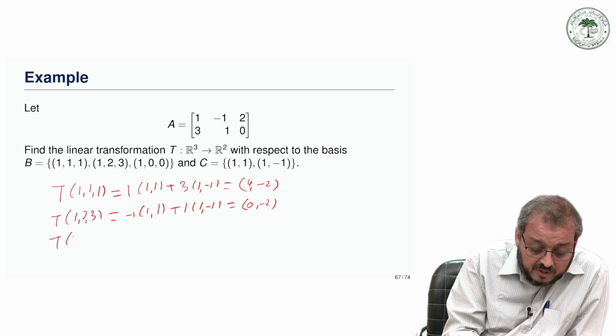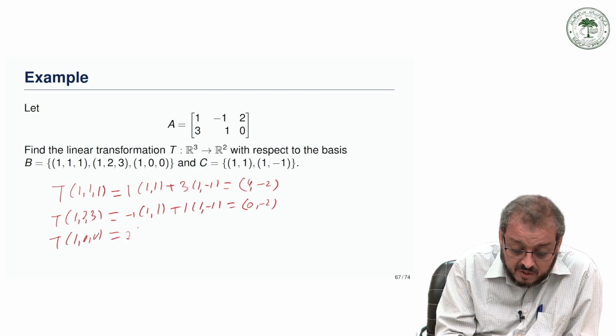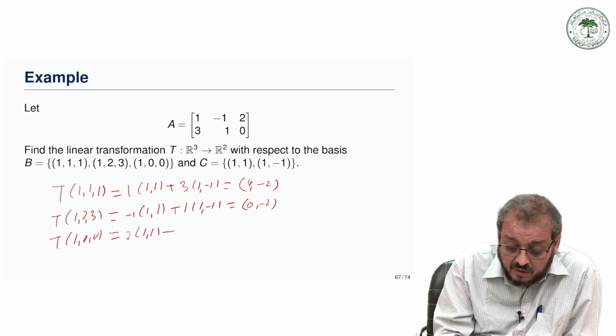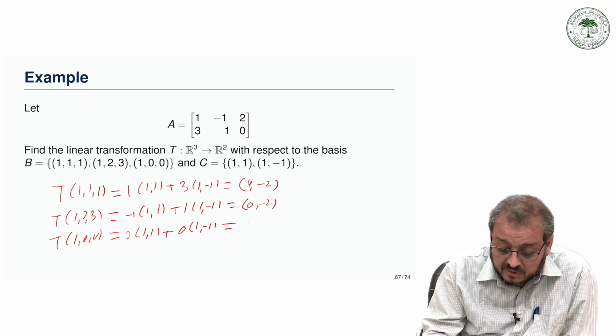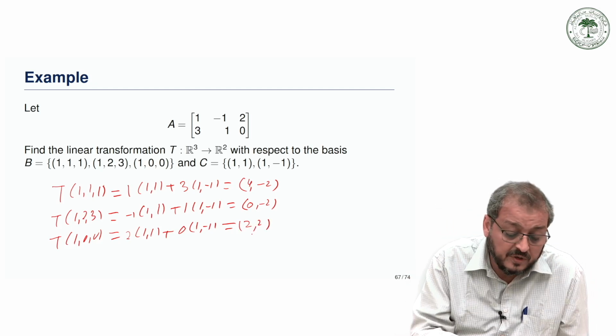And then now we have T of (1, 0, 0). This can be written in the form of 2 times (1, 1) plus 0 times (1, -1). This is nothing but equal to (2, 2). Okay, so this means we have to calculate.